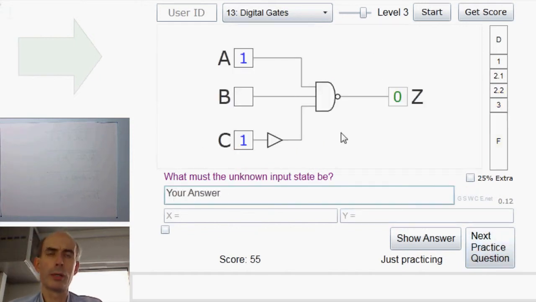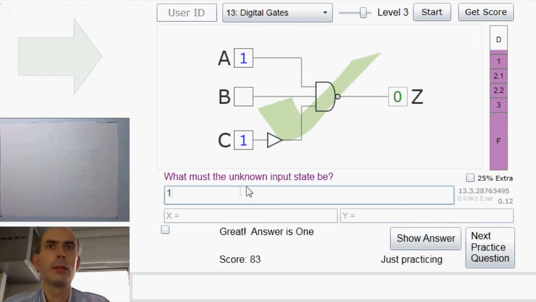And one we have to work out the input state. Well, this is a NAND gate. And a NAND gate only gives you a 0 when all three of its inputs are a 1, so B must be a 1. Easy.